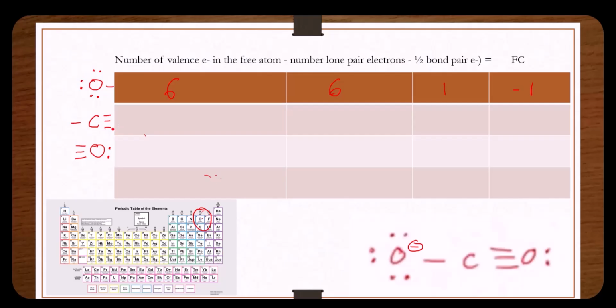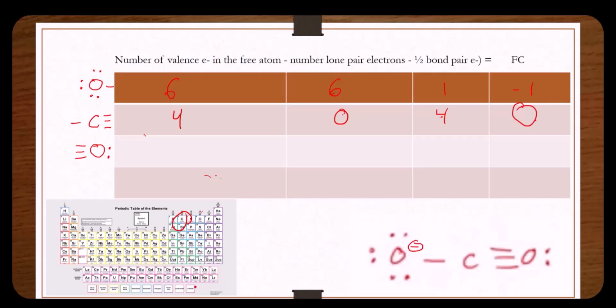For the next atom, we have carbon. The number of valence electrons in the free atom can be found on the periodic table, and it's in group 4, so the free atom has 4 valence electrons. Next, we have the number of lone pair electrons, and it has no lone pair electrons. And it has 4 bonds, and each bond has 2 valence electrons, so that would be a total of 8 valence electrons. And we take half of those, so that would leave us with 4 valence electrons. And 4 minus 0 minus 4 equals 0, so we don't have to put anything on the carbon atom.